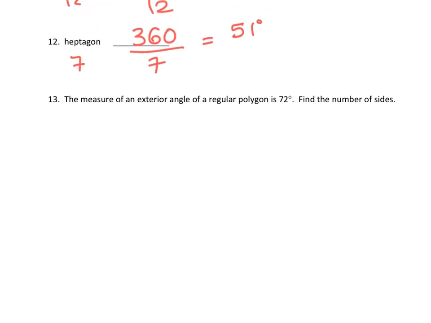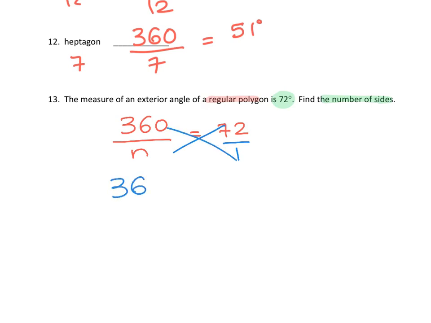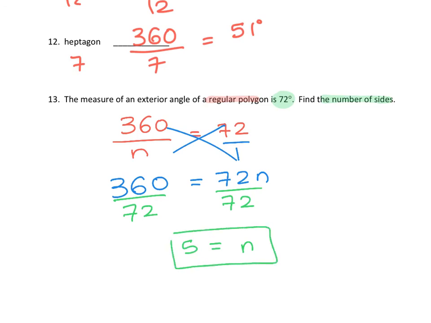Now, how can I find the number of sides of a regular polygon if I know the measure of an exterior angle? If I know that the measure of the angle is 72, how can I find how many sides that shape has? So I know that the sum of all the exterior angles is 360. I don't know the number of sides, so 360 divided by n is equal to 72. They told me that the measurement of this angle is 72. So to find the number of sides, I simply cross multiply. So 360 times 1 is 360, and 72 times n is 72n. Now to find n, which is the number of sides, I simply divide by 72, and I will get that n is equal to 5. So this means that this polygon has 5 sides. So it's a pentagon.